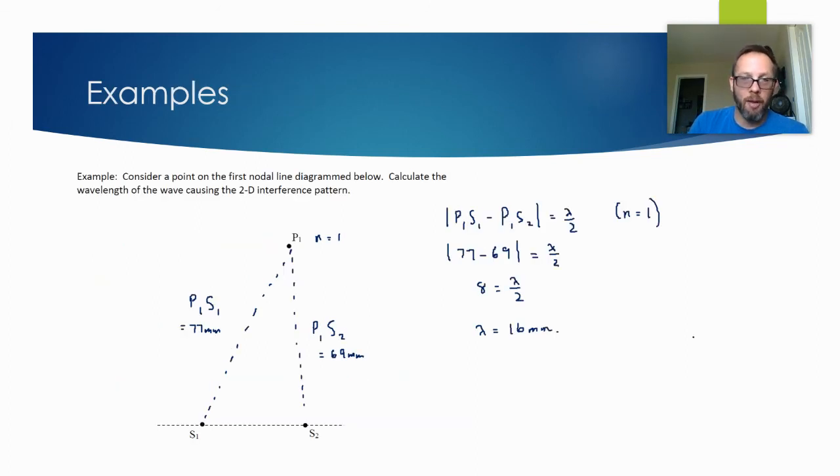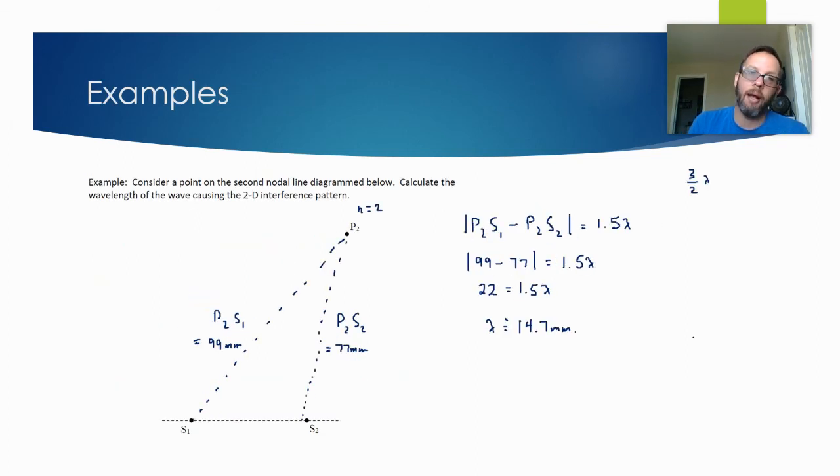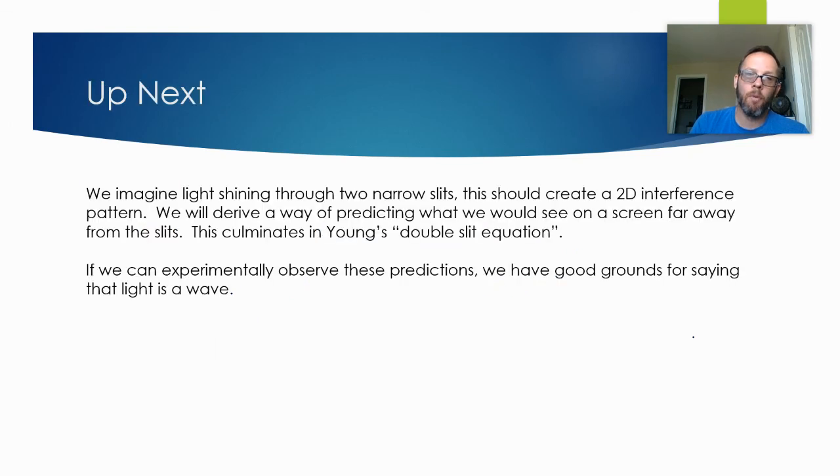What are we doing next? Up next, we're going to imagine shining light through two narrow slits. Right now, you could have just thought of what we just did as maybe two water waves and thinking about what interference pattern we would see. But now we're going to shine light through two narrow slits. If the slits are narrow enough, it should create a 2D interference pattern like we've just discussed.